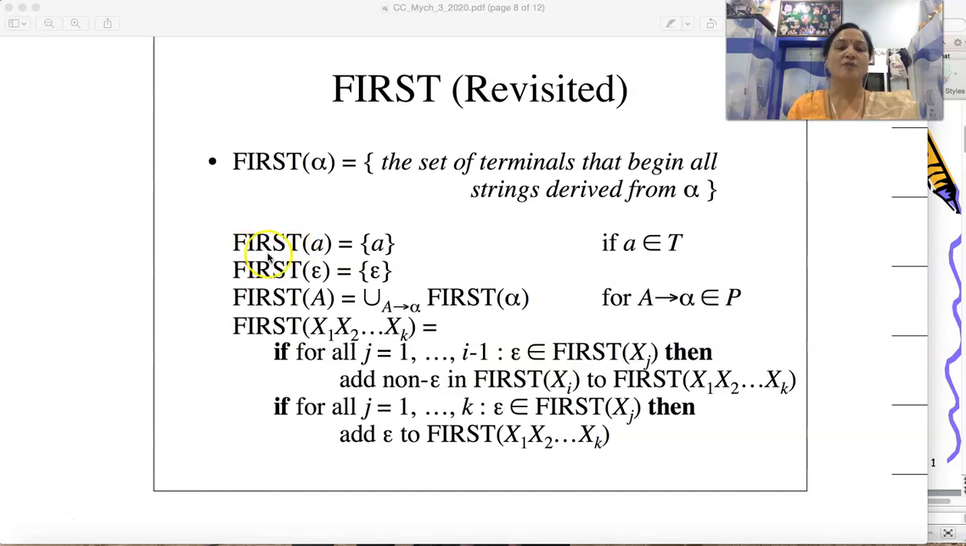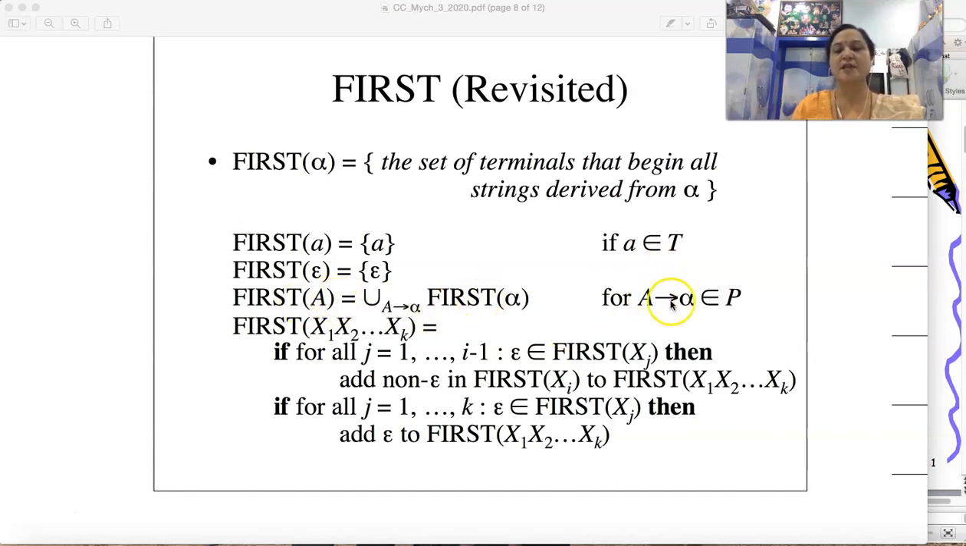So how to calculate the first values? If alpha is a terminal such as A, then first of A is A. If alpha is epsilon, then first of epsilon is epsilon. The third is if alpha is a non-terminal such as A, then first of A is nothing but first of the right hand side of A.